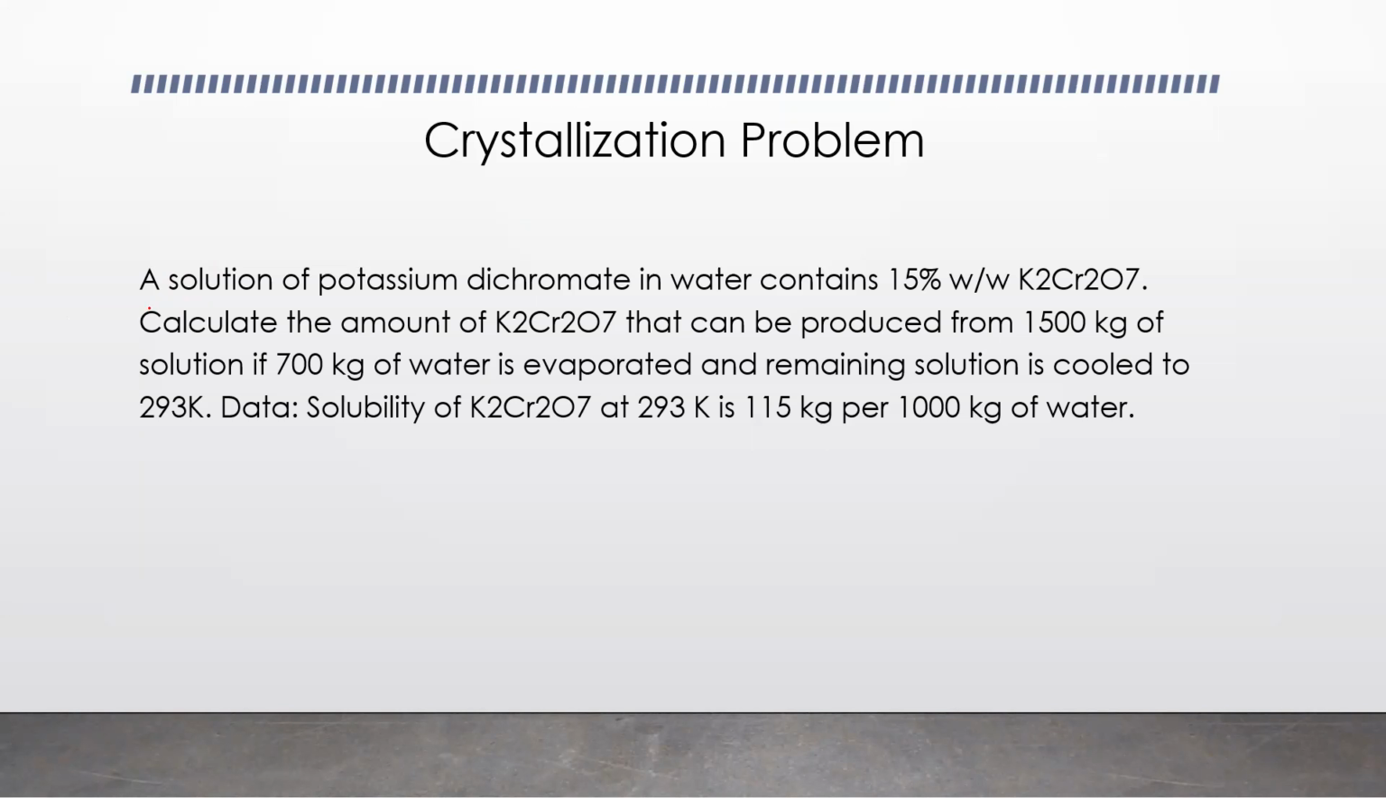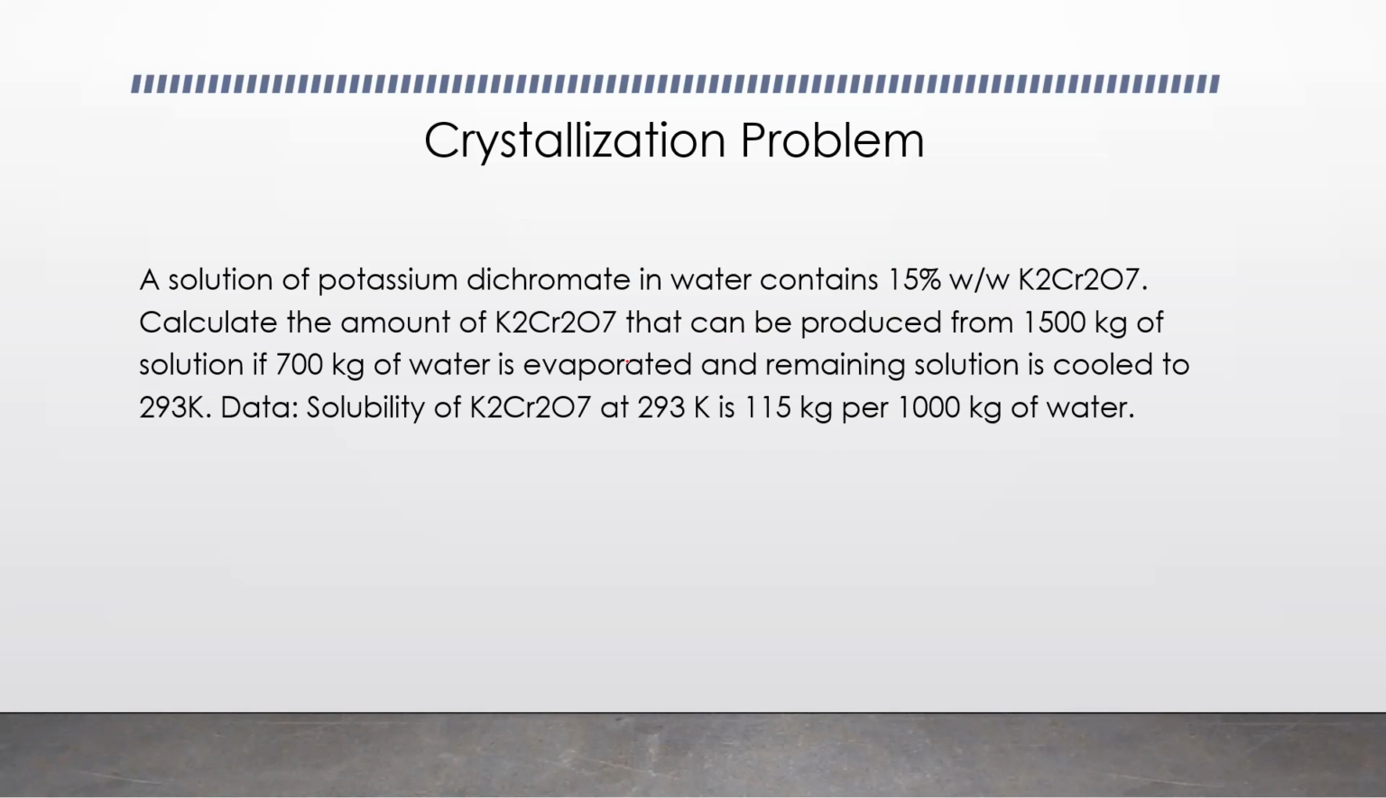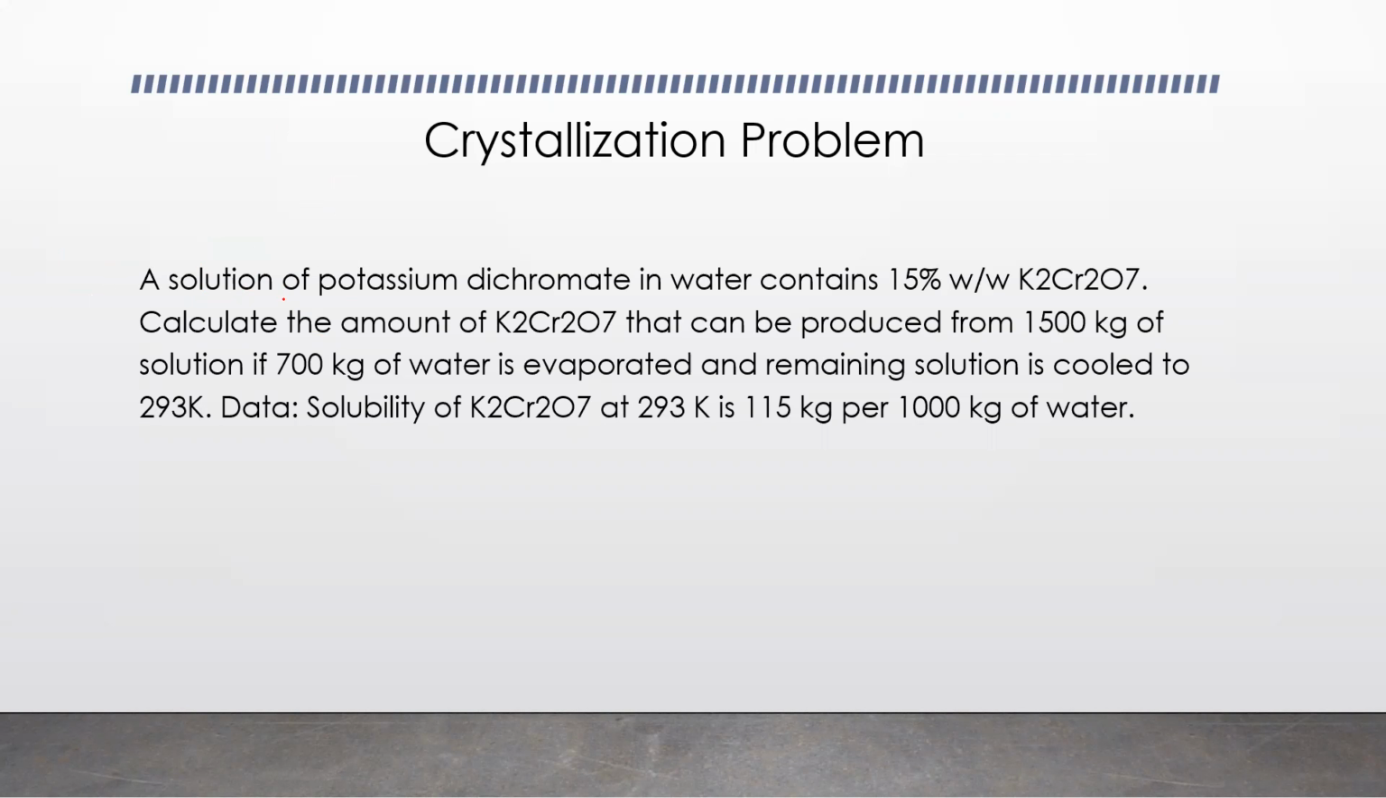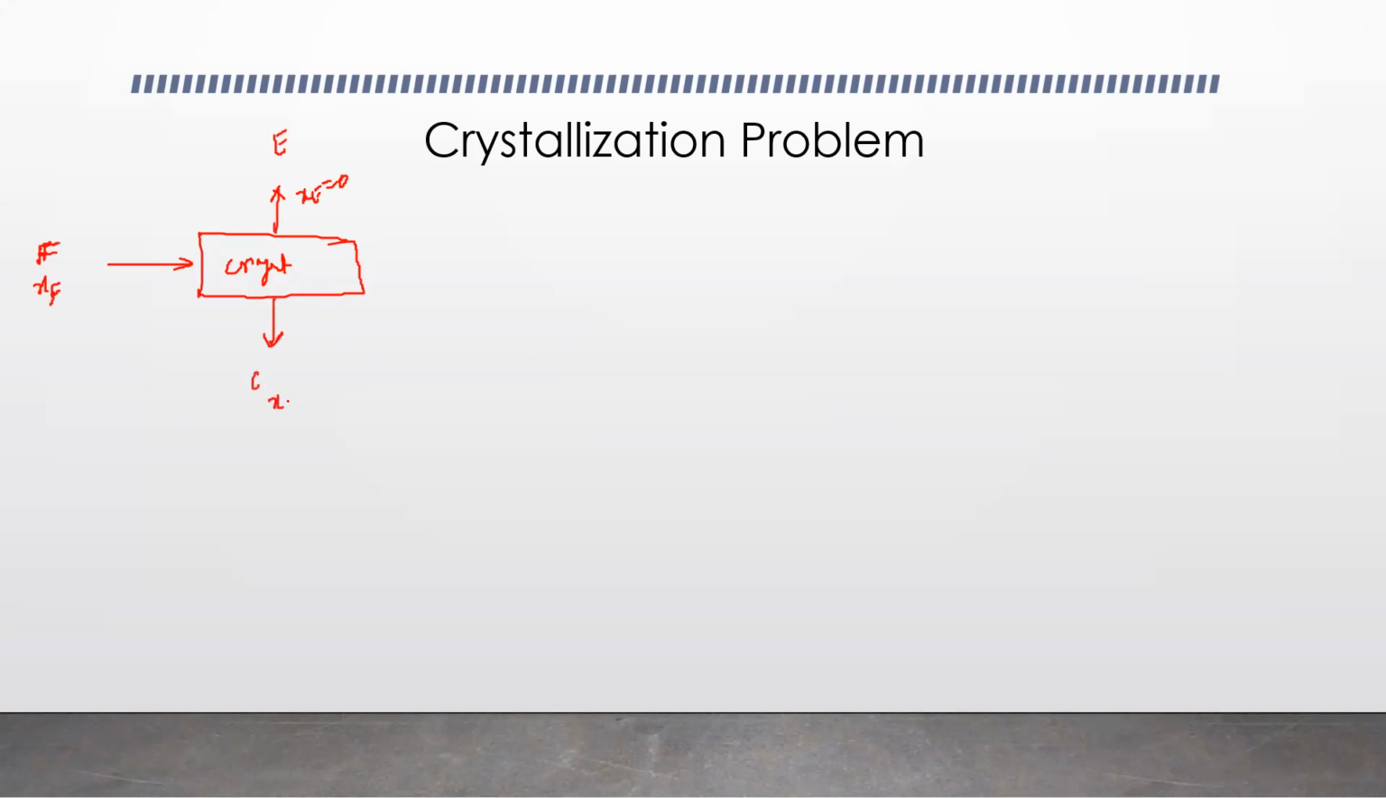Whenever we have a crystallization problem, we have a crystallizer. Then the feed, for example, let's say F is the feed solution that is going in. Then XF is the solute mass fraction over here. Then we have E as the water lost. XE is 0, of course. Then this is an anhydrous crystal, just K2Cr2O7, no hydrated condition, so we'll get C, whatever it is, and XC as 1 over here. And then we'll have L, which is the mother liquor, and XL, that is the amount of solute in this mother liquor. So that's how we are going to do it.